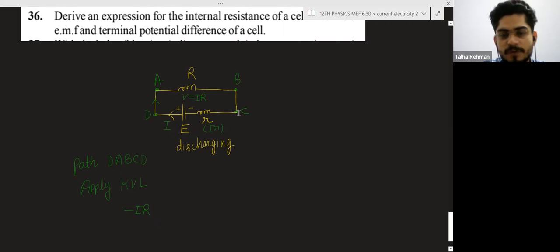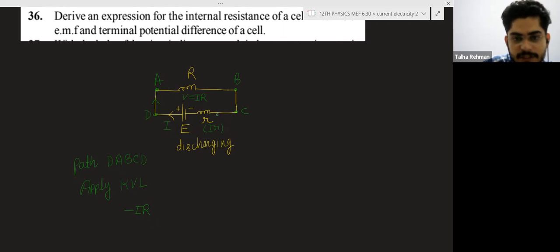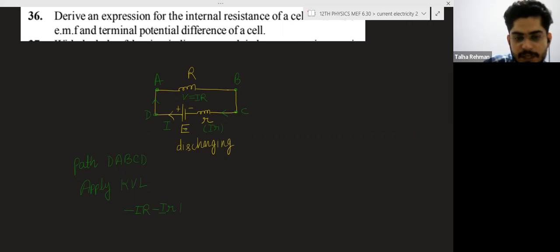Now from B to C, no problem, no resistance and no potential drop. Now from C to D, when you move, you will get this is the direction of current. You will get this potential drop, and this potential drop will also be negative, minus Ir. And now when you move from the negative to the positive terminal, means you are moving from lower potential to higher potential, so you will take this E as plus E, and this is equal to 0 according to KVL.